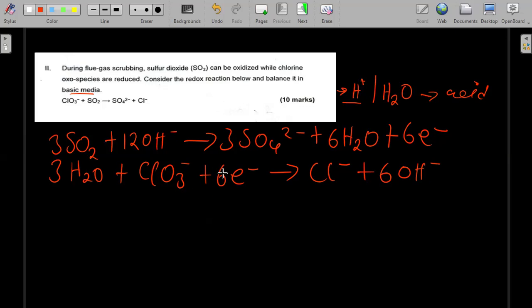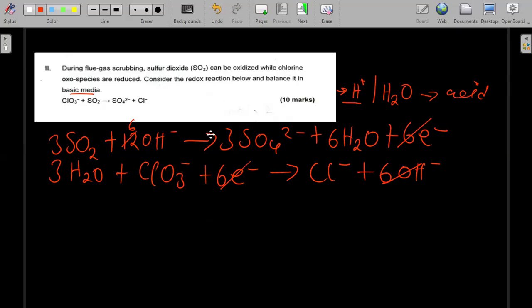For example, you can see electrons here are in the reactants for this half reaction, then the electrons on the other side are in the products of the other half reaction. So it means that these electrons can cancel each other. What else is common? If you check the hydroxide ions, you notice that here we're having 12 hydroxide ions on the reactants, and here we're having 6 hydroxide ions on the products. So this 6 can go. It means that we remain with 6 hydroxide ions there.